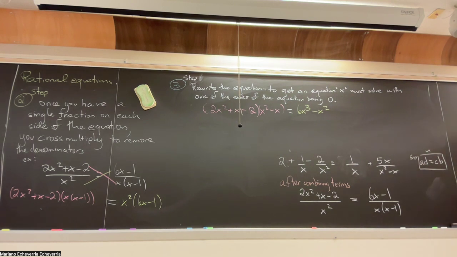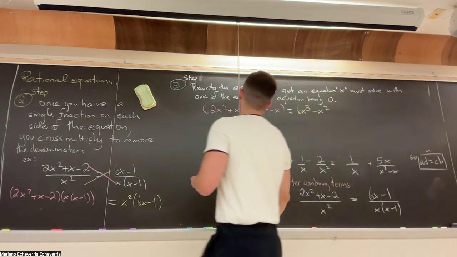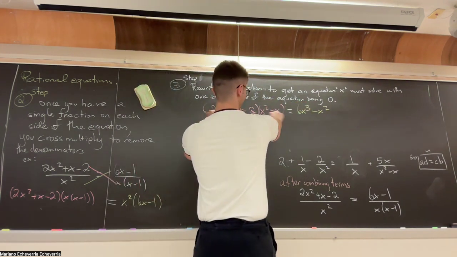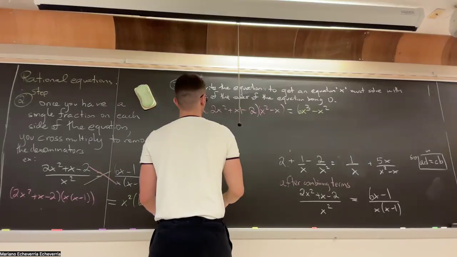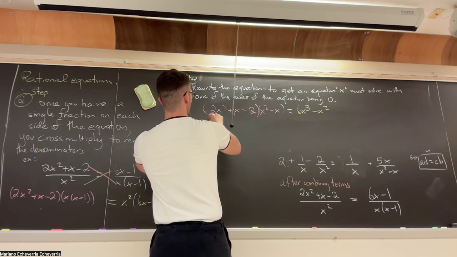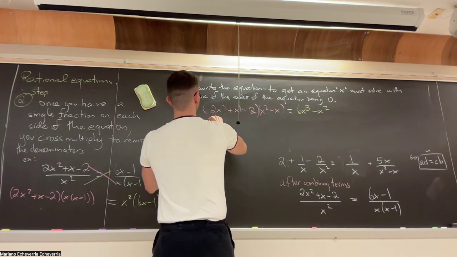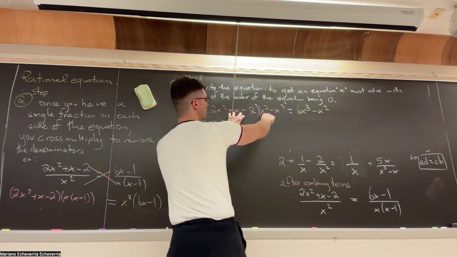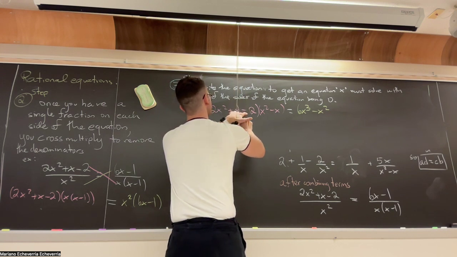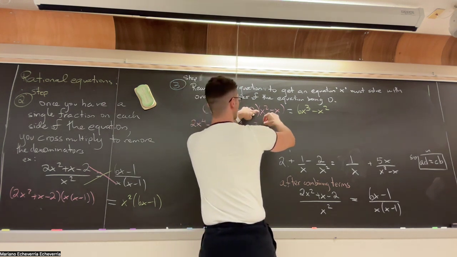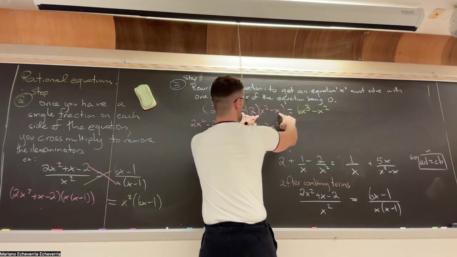It's a bit annoying, but to get to an equation equated to 0, you can distribute this first. This one with this one gives you 2x to the 4, then this one with this one gives you minus 2x cubed. So this is good practice in the distributive property. Then you do the one in the middle with this one, which gives you x cubed. The one in the middle with this one gives you minus x squared. And this one with this one gives you minus 2x squared. And this one with this one gives you plus 2x.